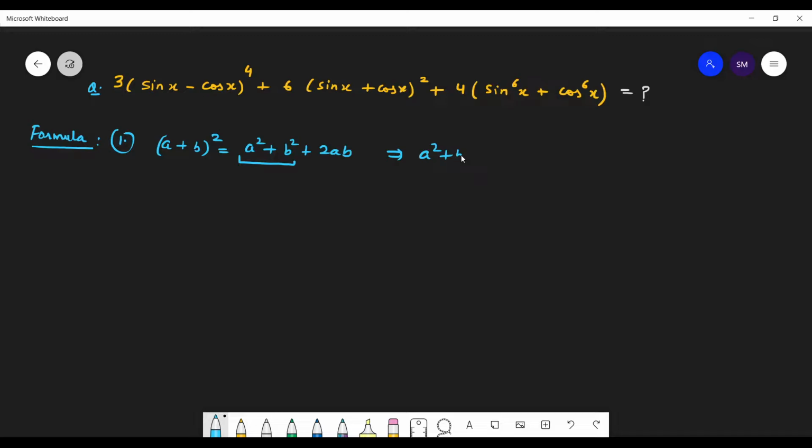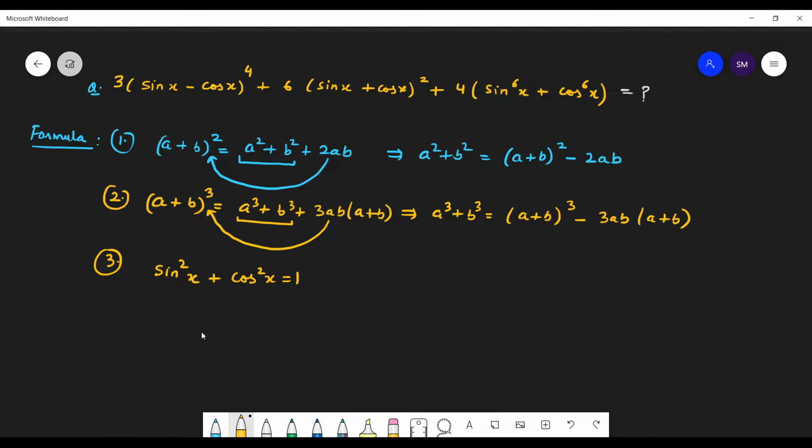Now, these are the algebraic formulas. Now trigonometric formula: sine square x plus cos square x equals 1, right? Now if this sine square x is your a and cos square x is your b, okay, so here as a you have sine square x and as b you have cos square x.